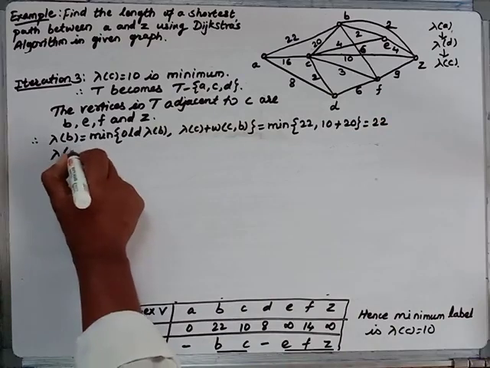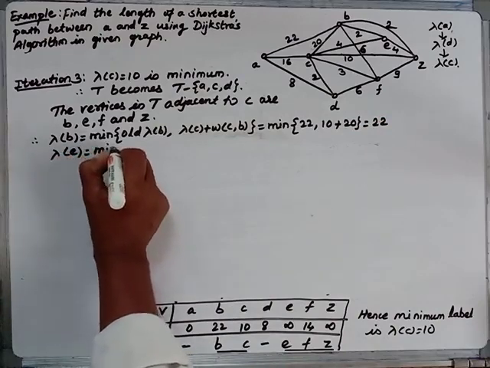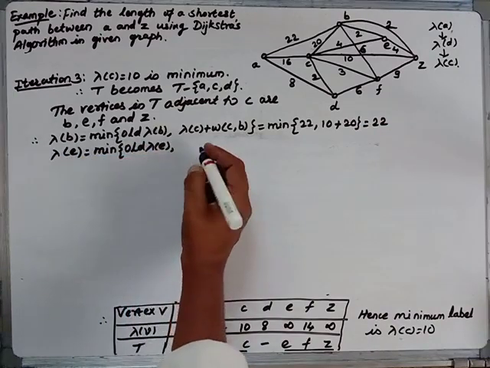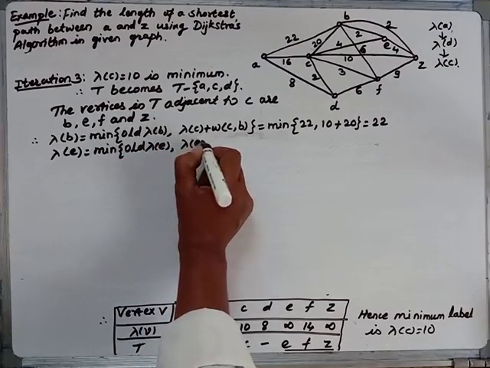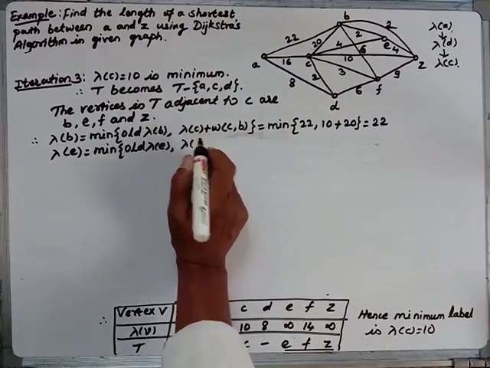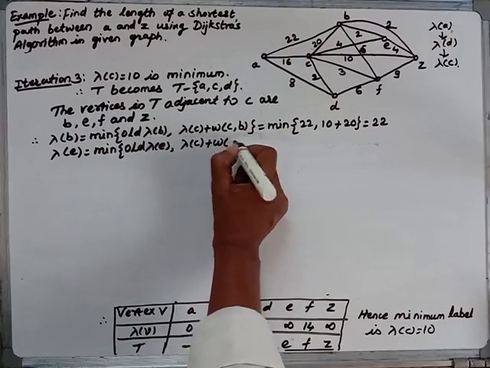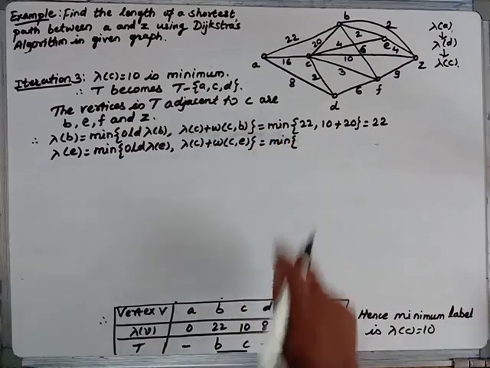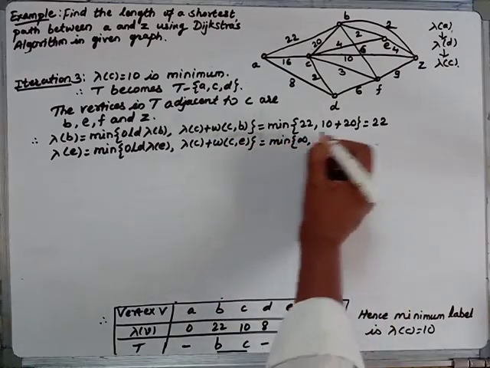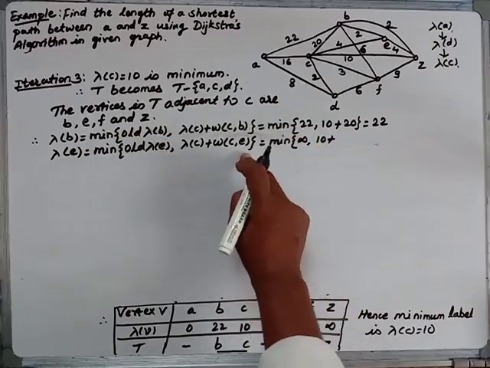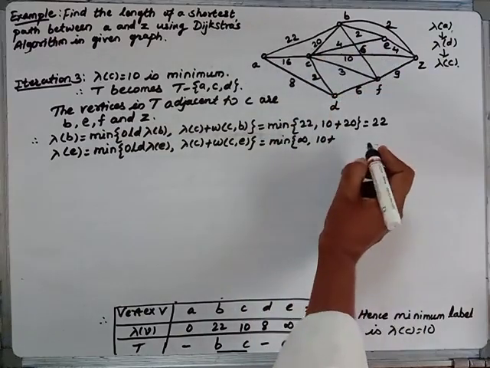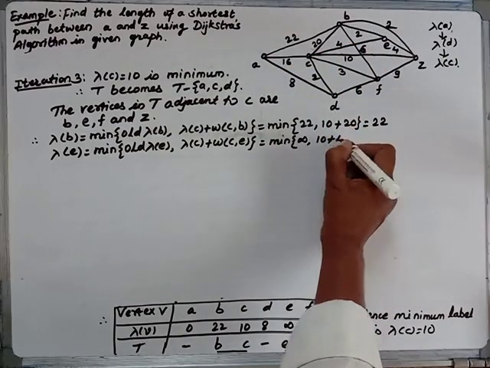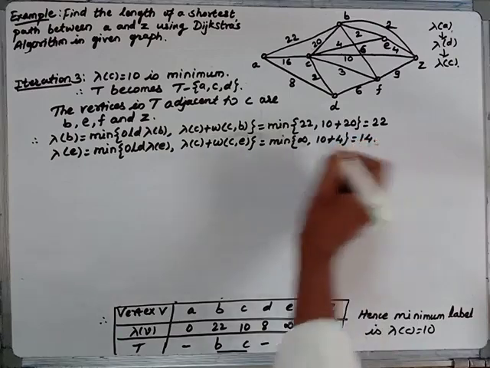Then lambda of E is the minimum of old lambda of E and lambda of C plus weight of the edge from C to E. Old lambda of E is infinity. Lambda of C is 10 plus the weight of the edge from C to E, which is 4. So it is 14. Okay.